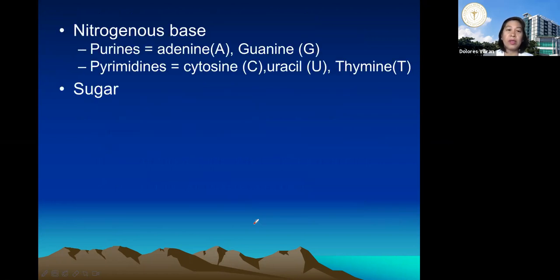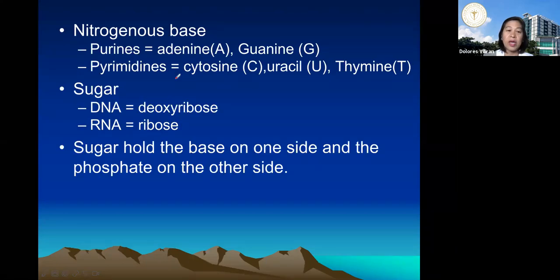So these are the nitrogenous bases divided into purines and pyrimidines. Purines: adenine, represented with the single letter A, and guanine, represented with the single letter G. While we have 3 pyrimidines: cytosine, C; uracil, U; thymine, T. Cytosine and thymine can be found in your DNA, while uracil and cytosine are in your RNA. Then for the sugar, again, deoxyribose for DNA and ribose for RNA.